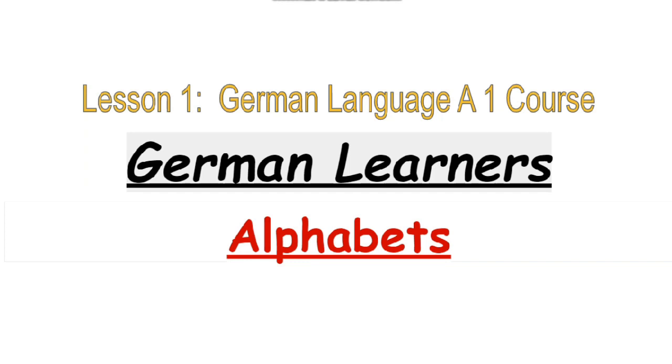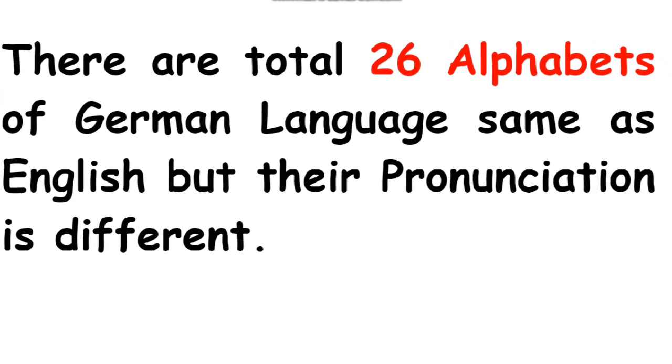Hello and welcome to our first lesson of A1 German language course. In this lesson, you will learn about the German alphabet and its pronunciation. The German language has 26 letters like English, but their pronunciation is totally different.